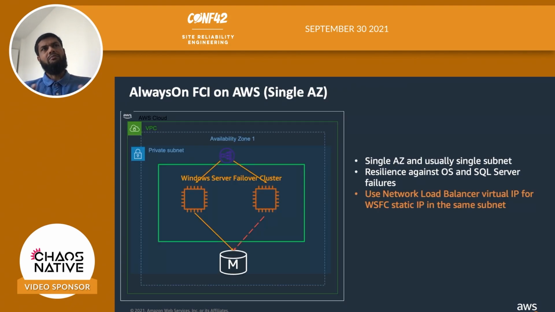If I were to do that same thing in AWS Cloud, how would I do that? Now, you have the EBS volume that can be multi-attached to different instances at the same time, and you can have the Windows failover cluster built on top of those 2 EC2 instances. Single AZ, usually sitting in the same subnet, that gives you resilience against OS and SQL Server instance-level failures. And now you can typically use a network load balancer, a virtual IP for WSFC, or a static IP in the same subnet.